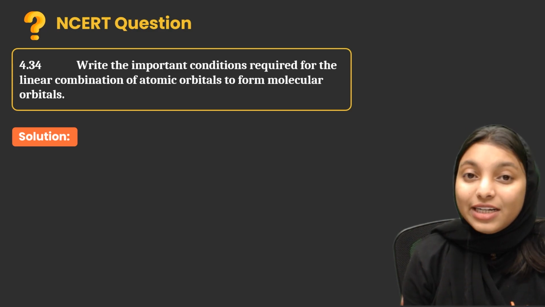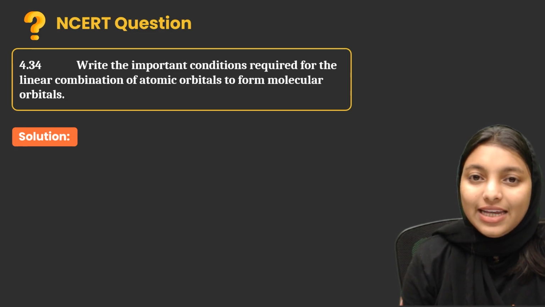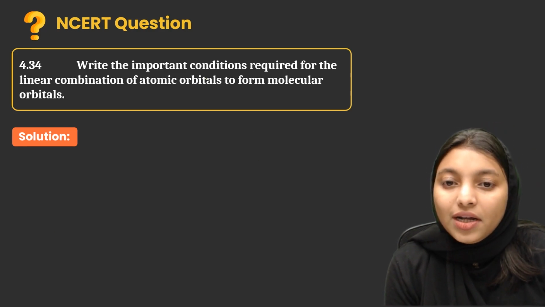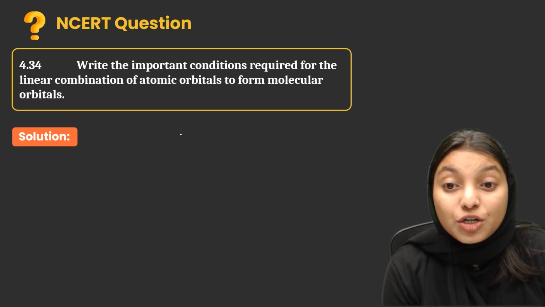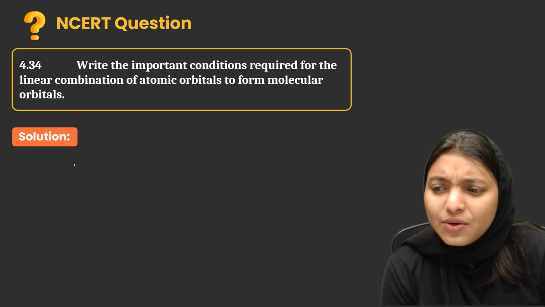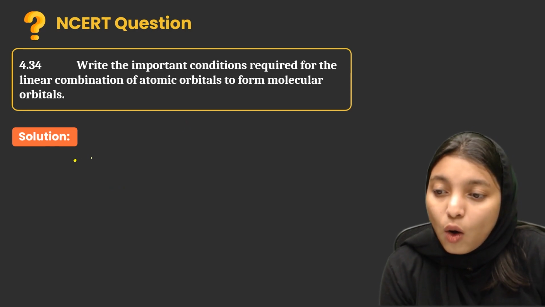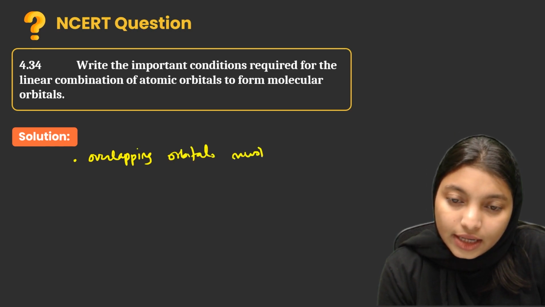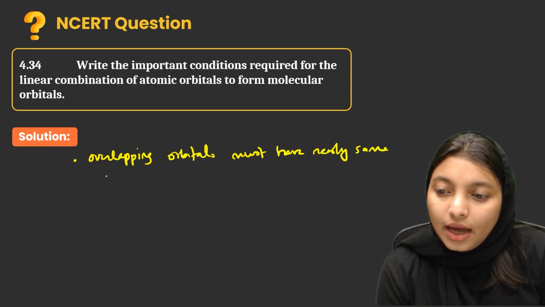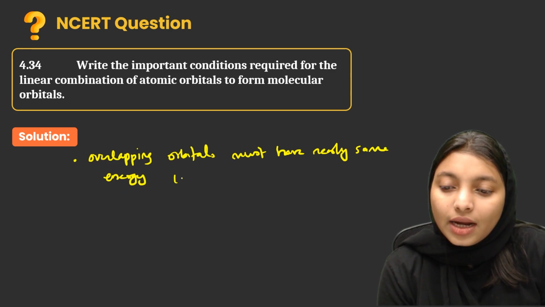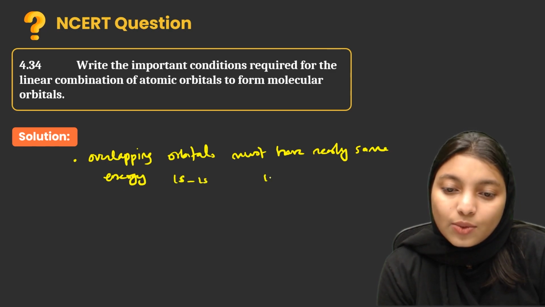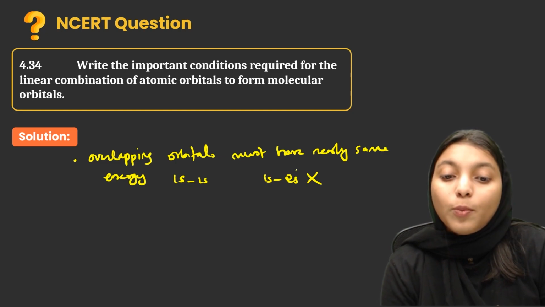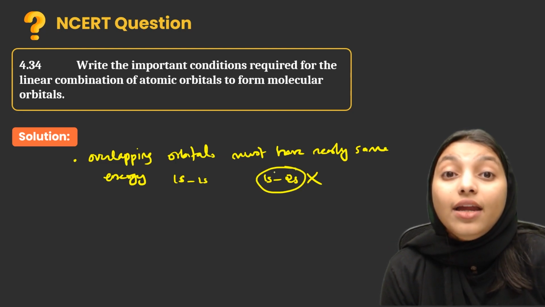So here we are with the 34th question of our NCERT exercise. Write the important conditions required for the linear combination of atomic orbitals to form a molecular orbital. Very simple. The overlapping orbitals or the intermixing orbitals must have nearly the same energy. Like we can overlap 1s and 1s. 1s, 2s overlapping is not possible since there is a difference in their energy.